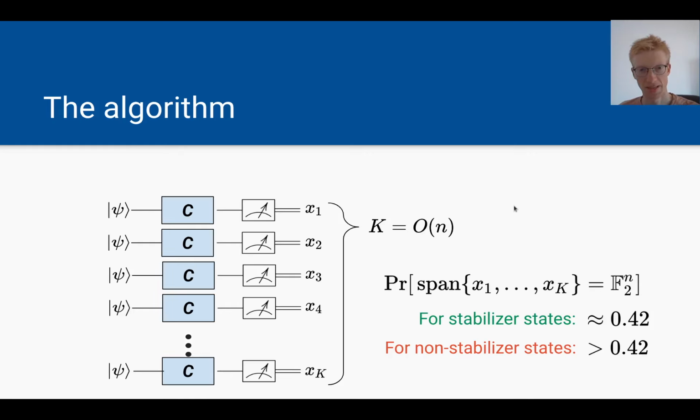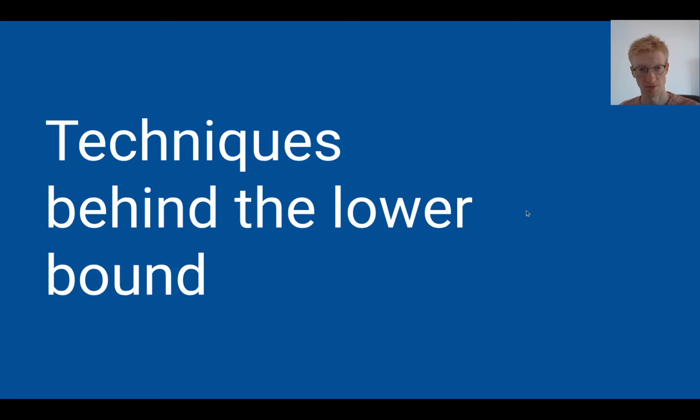So the idea of the algorithm is now that we can simply estimate this probability by sampling a bunch of times, and therefore we have a way of detecting this gap whenever the state is a non-stabilizer state. Okay. This was the algorithm. Now let's come to the lower bound.